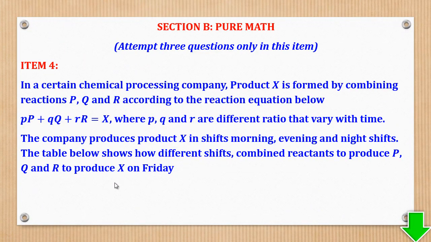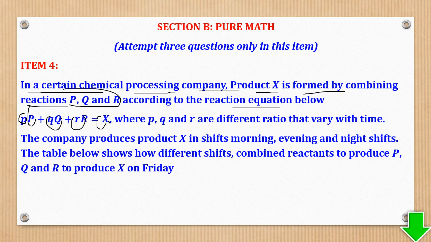So that was section A. Now we shall go to section B, which is for pure mathematics. Item 4 says, in a certain chemical processing company, product X is formed by combining reactions P, Q, and R according to the reaction equations below. So it's an equation: small p capital P, plus small q capital Q, plus small r capital R, equal to X.